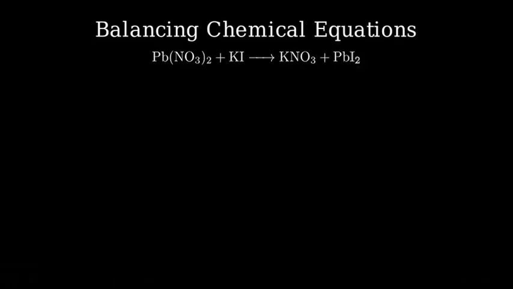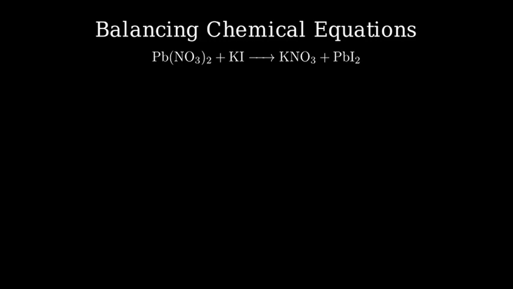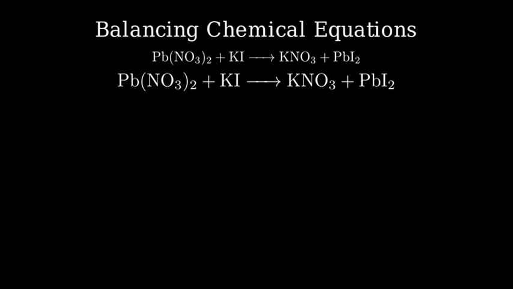How to balance a chemical equation. Today, we'll balance the reaction between lead nitrate and potassium iodide. Let's start with our unbalanced equation. Here we have lead nitrate plus potassium iodide yielding potassium nitrate plus lead iodide.